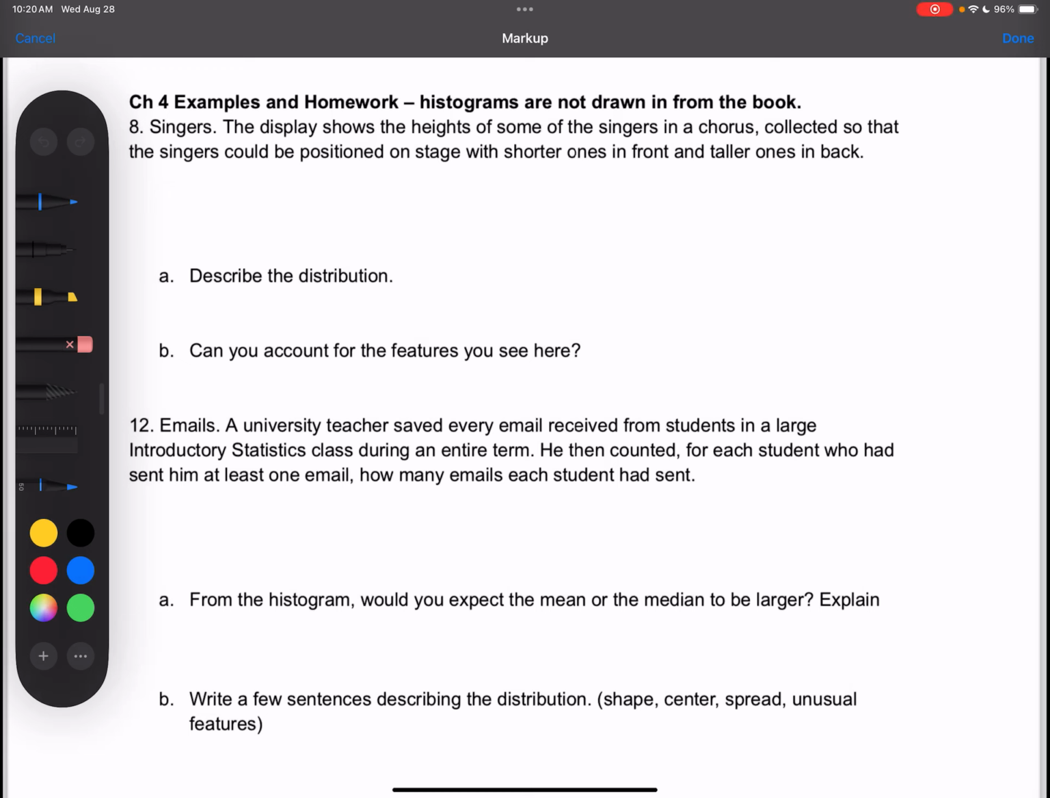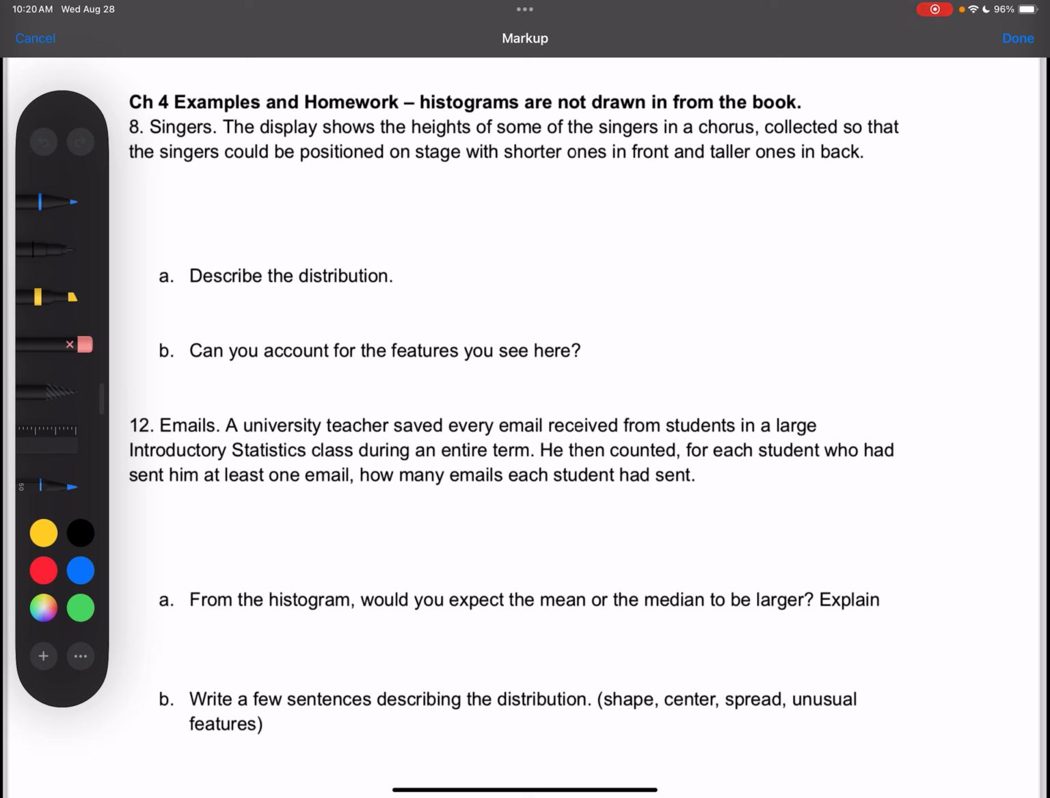For the first one, the display shows the heights of some of the singers in a chorus, collected so that the singers could be positioned on stage with shorter ones in front and taller ones in the back. And so obviously you can see what that distribution looks like. There's the height as the X value, the number of singers for each as the Y. And so we need to describe the distribution. So how would we describe that?